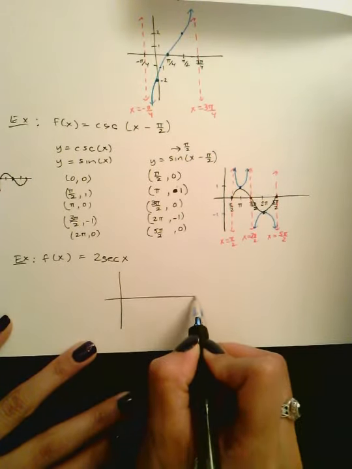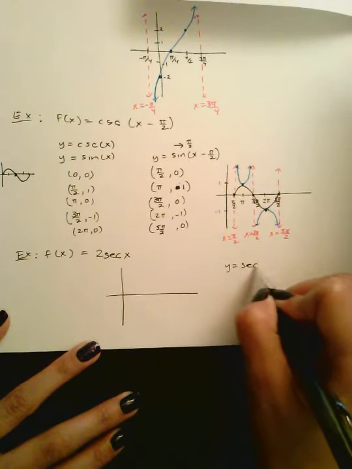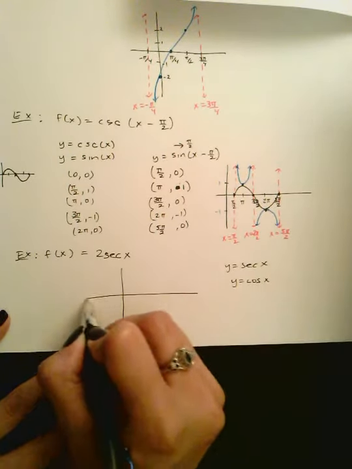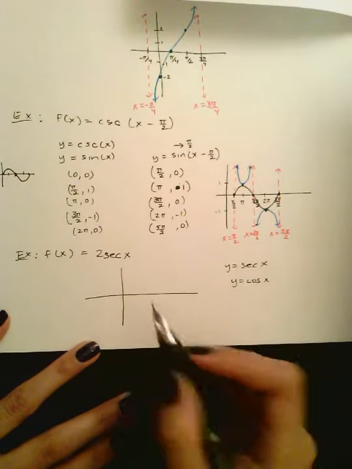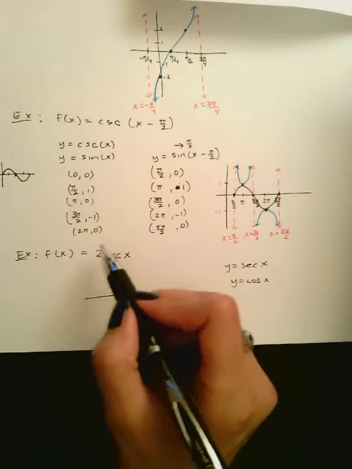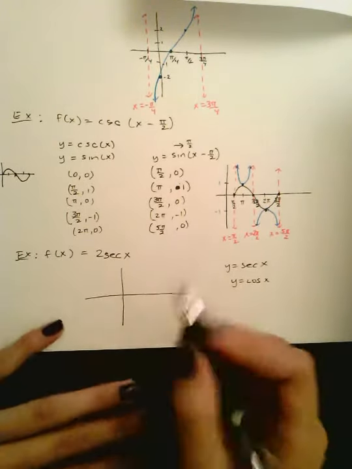So again, the secant of x function comes from the y equals cosine of x function. If you need to, go back and draw that cosine of x function. I'm not going to label the y-axis just yet because I do want to change that to 2 and negative 2 at the end. But let's go ahead and graph the cosine of x function.